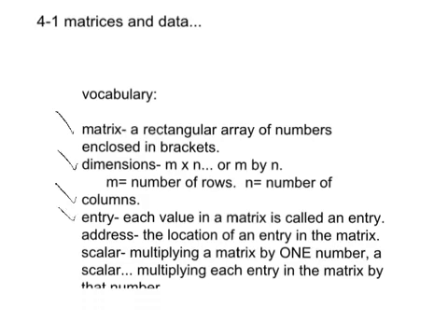An entry: each value in the matrix is called an entry. An address: just like your house has an address, the location of an entry has an address, and we'll show you how that works. Scalar: we're multiplying a matrix by one number. It's called a scalar, multiplying each entry in the matrix by that number.